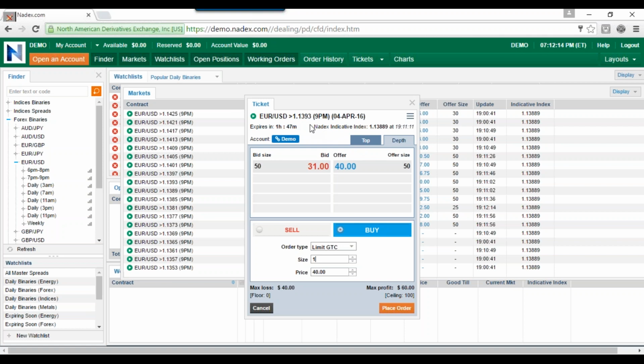So the one nice thing about binaries is with a 5 pip move here, we can have a pretty good return on our risk with a smaller move. And that is the nice thing about binaries, is all that we have to have happen is even just for the market to be 1 pip above this price, and this would be profitable, right?